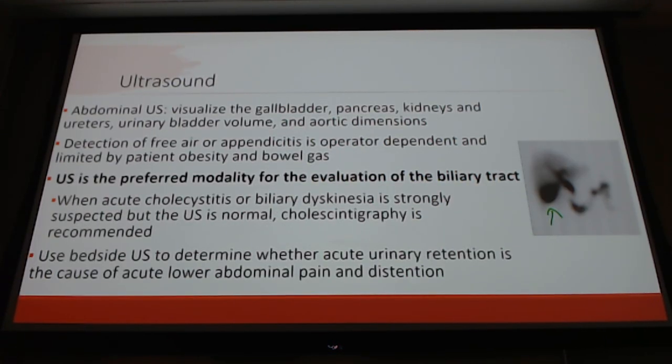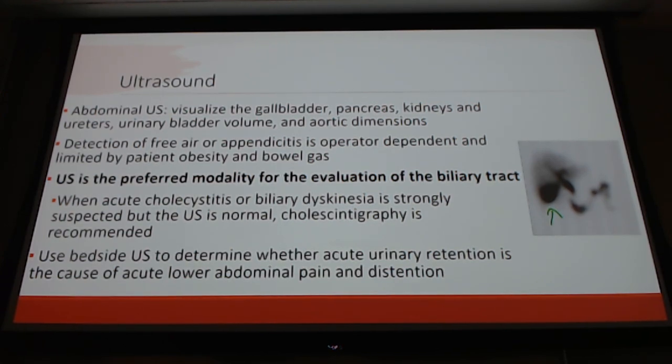We've got our ultrasound here. Great visualization for the right upper quadrant. We're looking at the gallbladder, pancreas, and also the kidneys and ureters. We get an idea of urinary bladder volume as well as dimensions. Free air is very operator dependent. A lot of ultrasound is going to be very operator dependent.